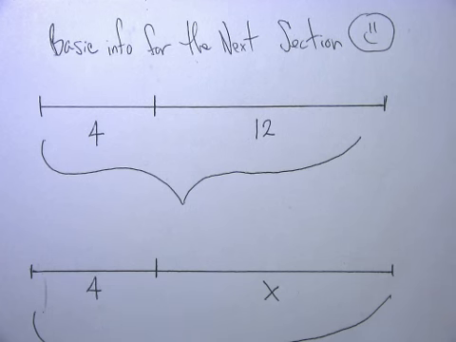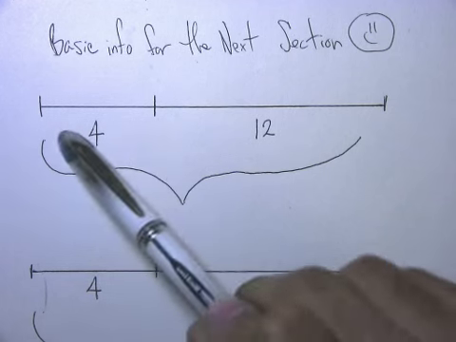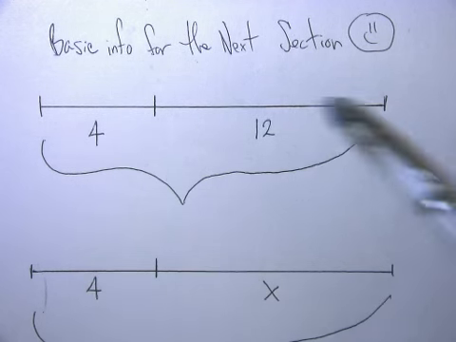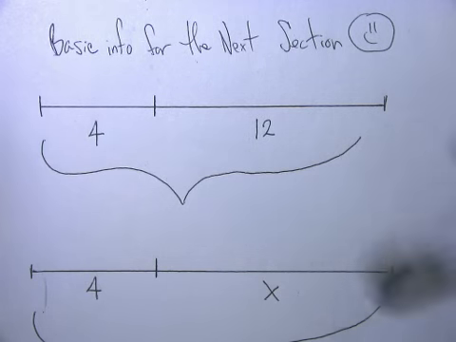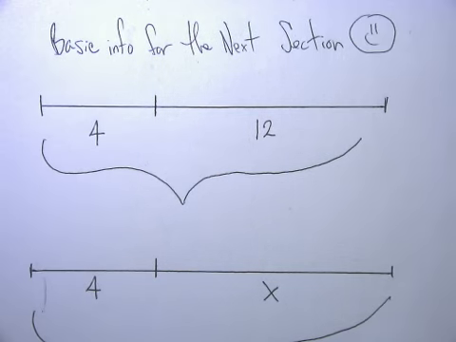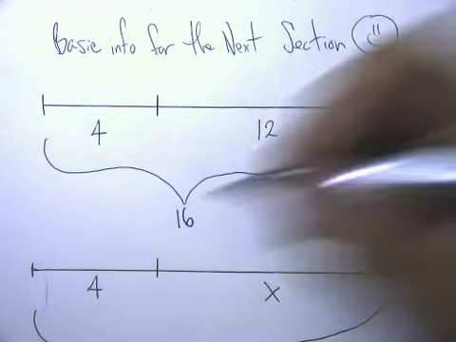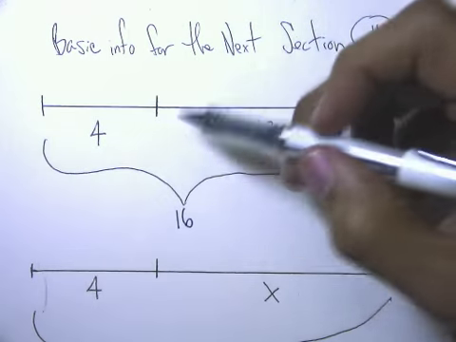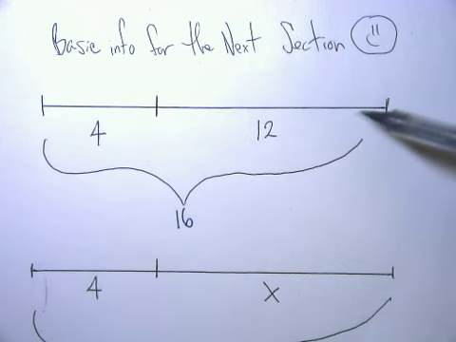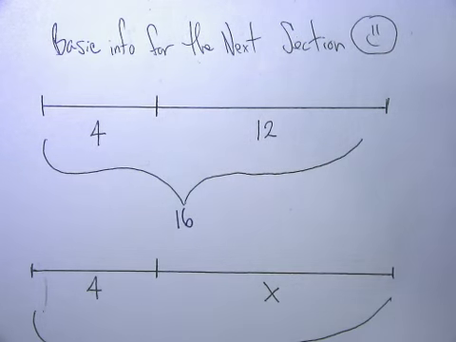So let's say here, for example, that I have a segment, and I have the segment broken up into two parts. Part of it is 4, and the other part is 12. And I asked you, what's the total length of that segment? I would hope that the answer you give me is 16, because the 4 units plus the 12 units will give you a total length of 16 units.